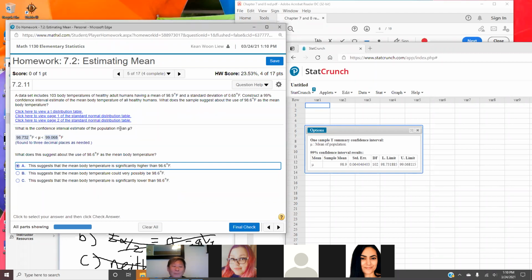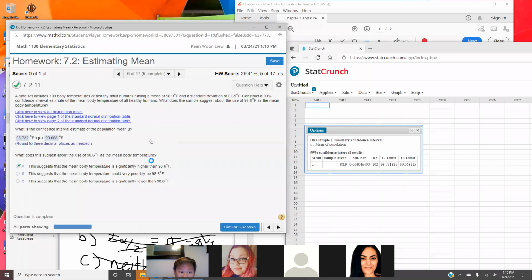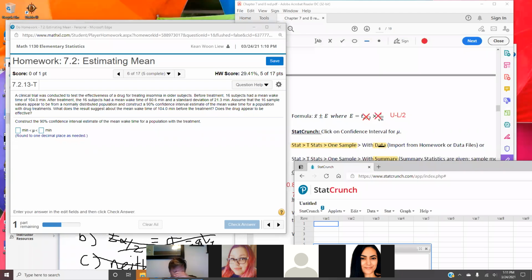So make sure to read the question carefully and see which one they put first. Since the mean body temperature is put first, in this case it's higher. So they are tricky. And in my tests, I try my best not to be as tricky as this. Same thing happens with this question. Is this going to be data or summary? Summary.